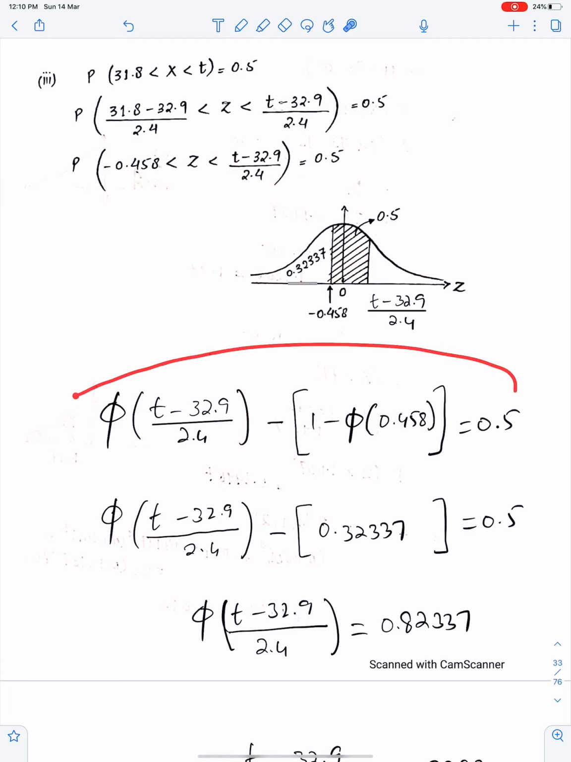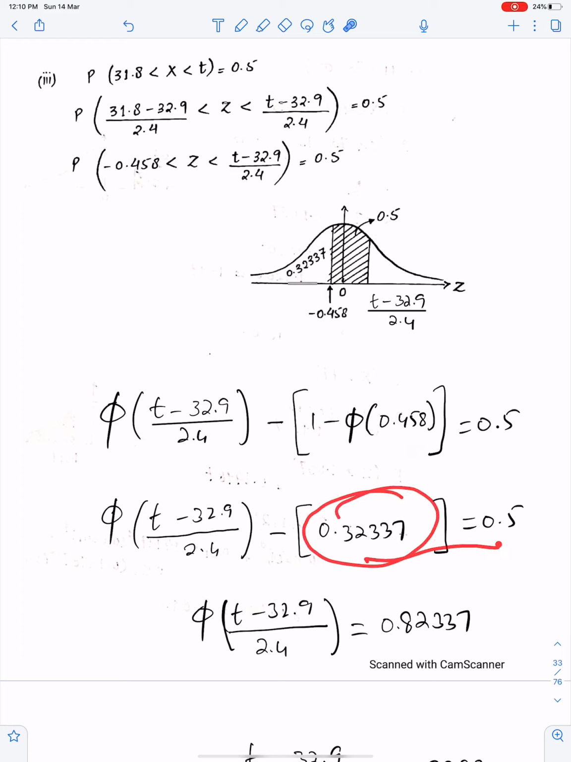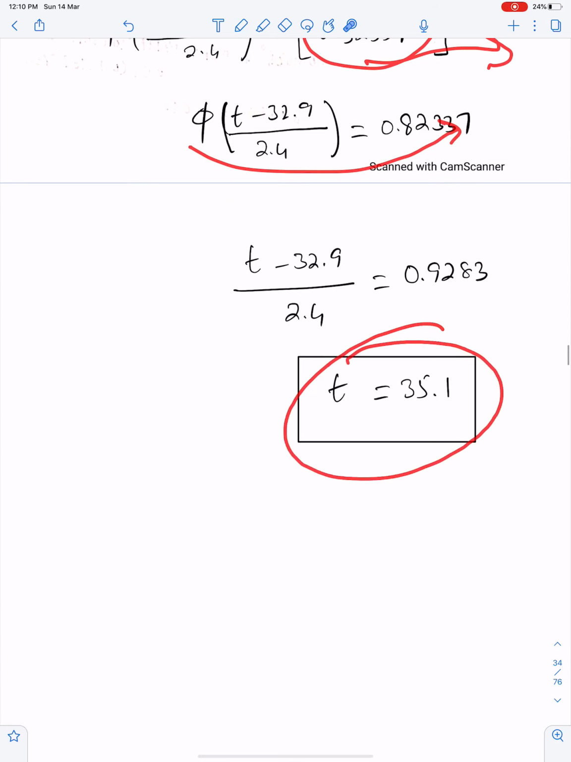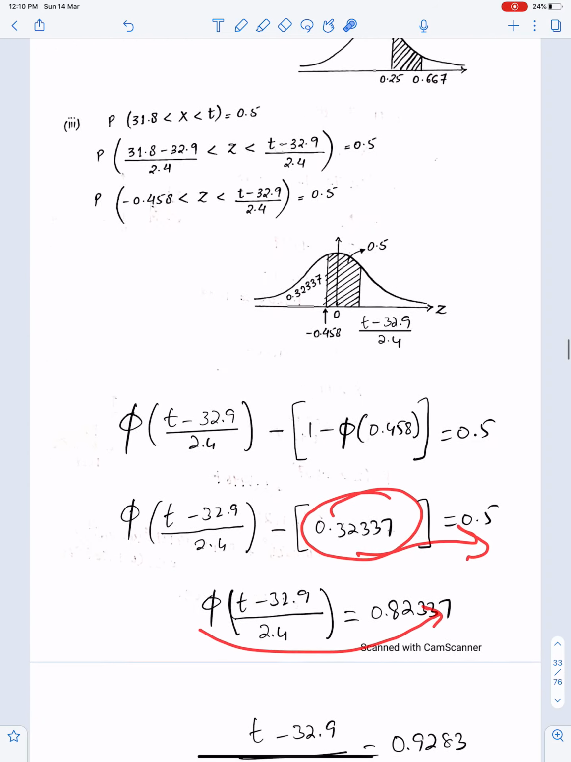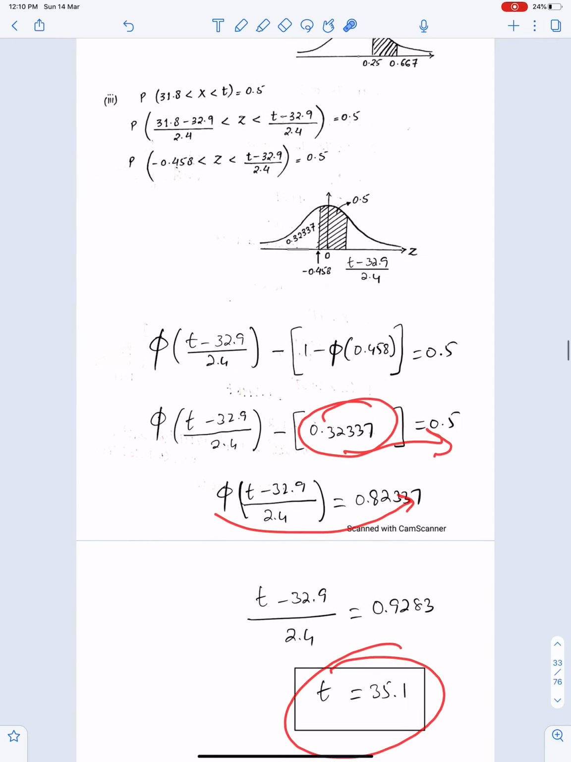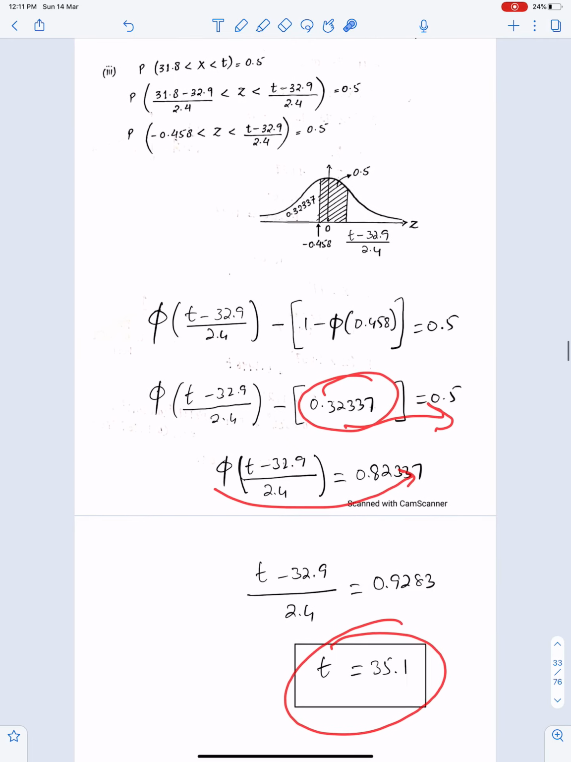Now just solve this. Get this value from the table or calculator, shift this here, take the Φ inverse and get the value of t. Check the solution again if you want.